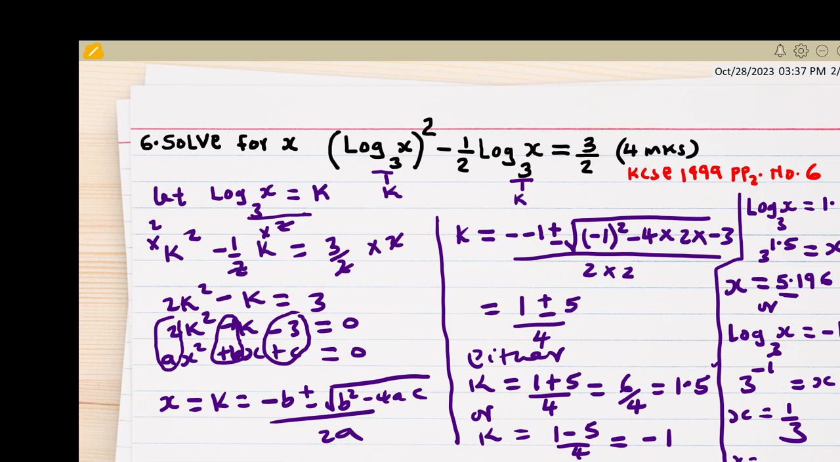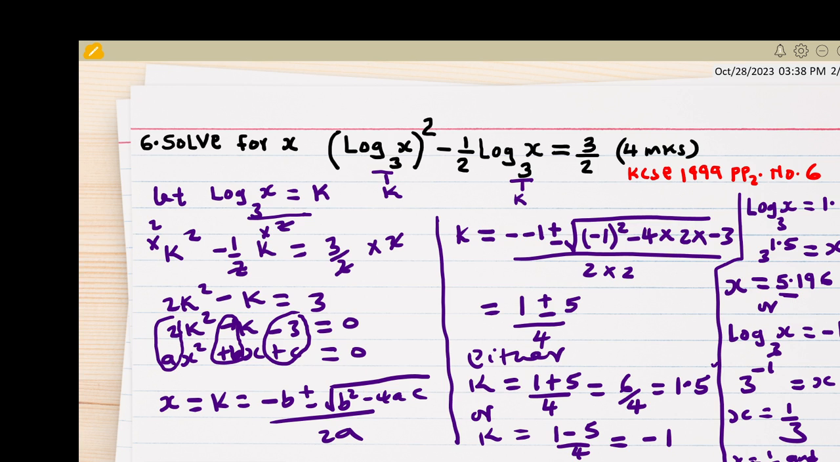Therefore x is 1 over 3. So x will be a third and the other value, x, is also equal to 5.196. So both values are defined.